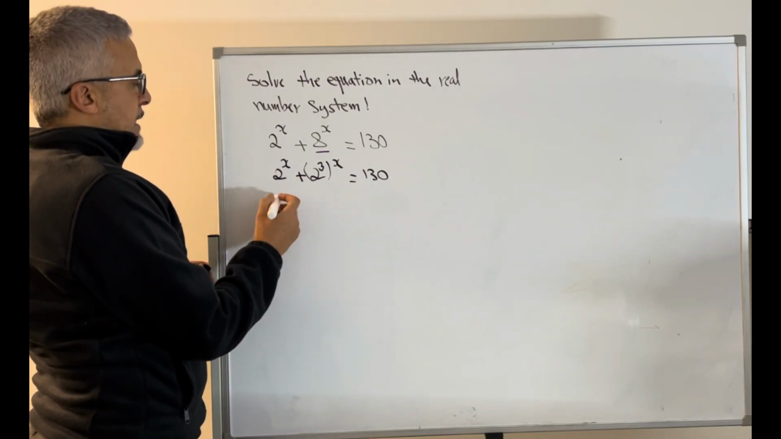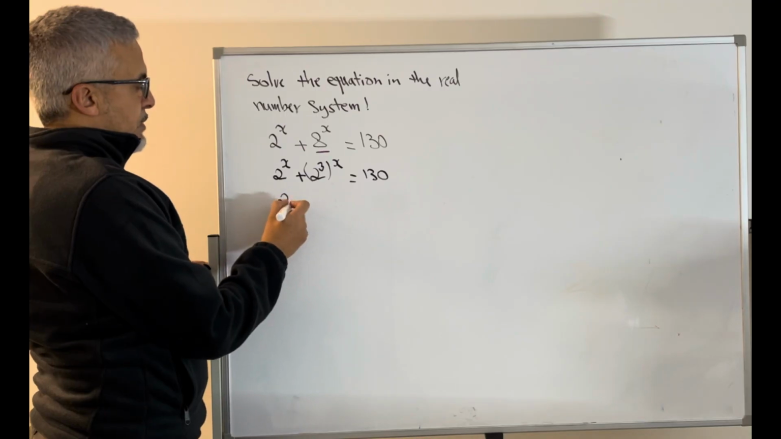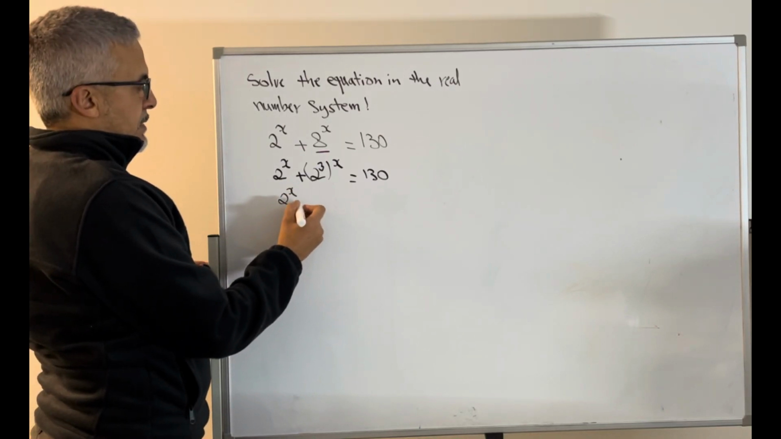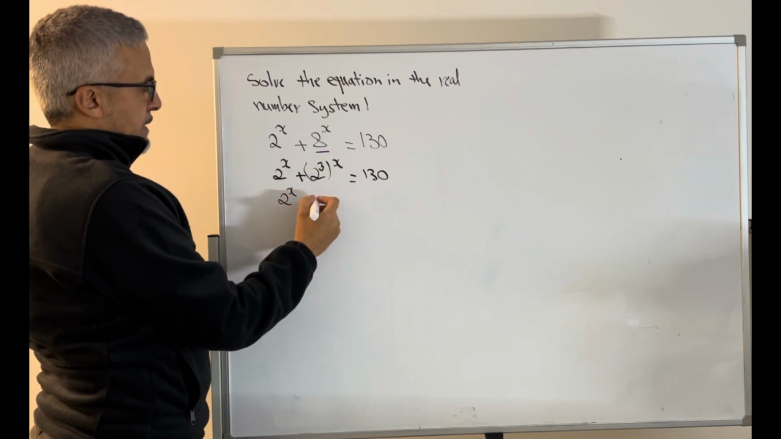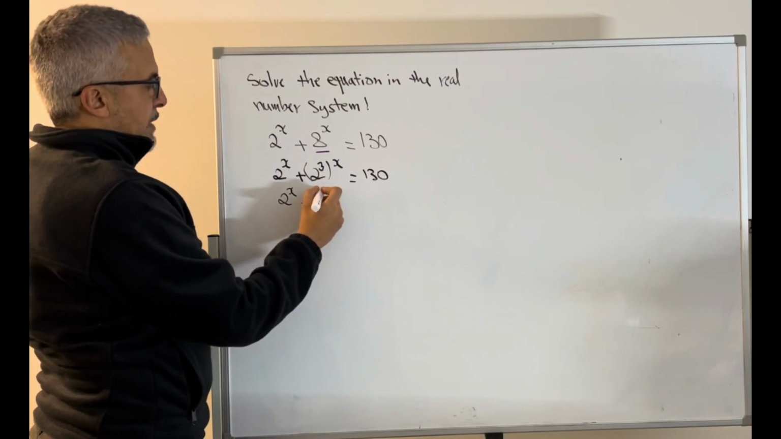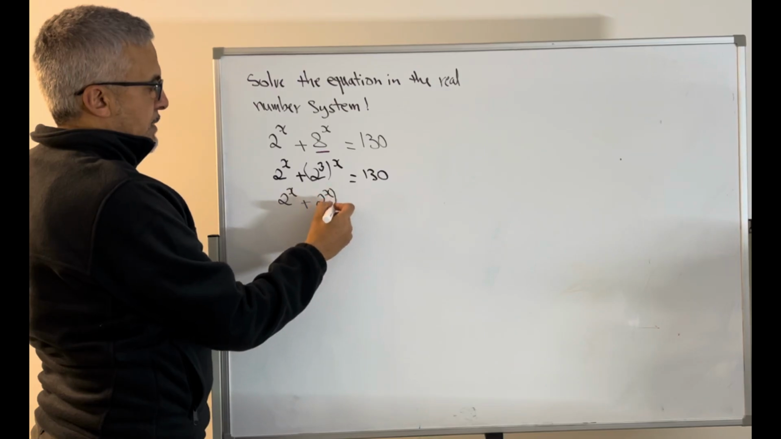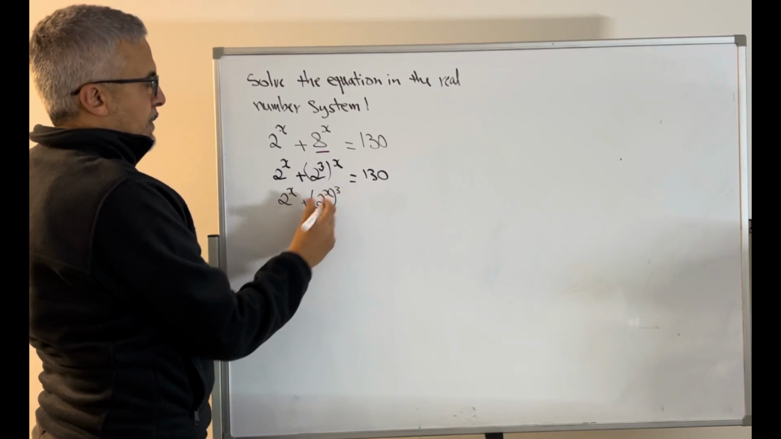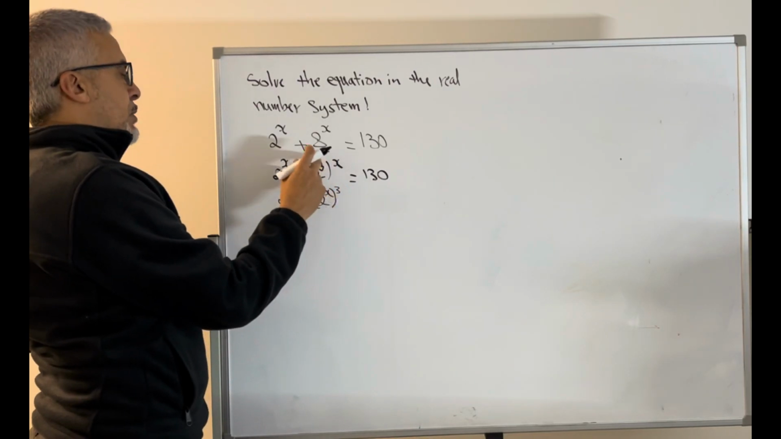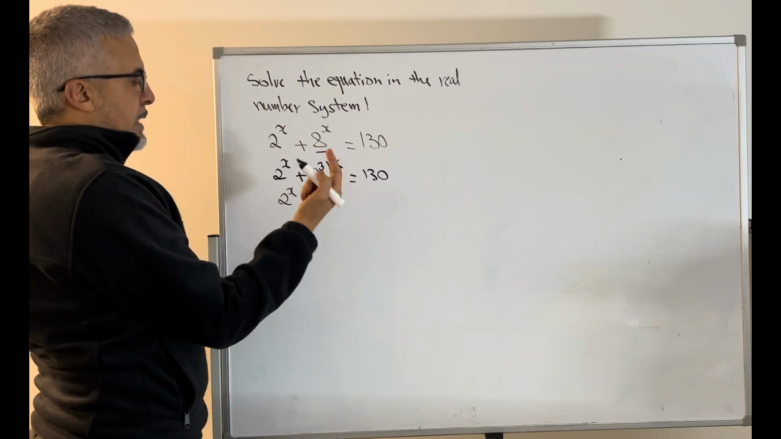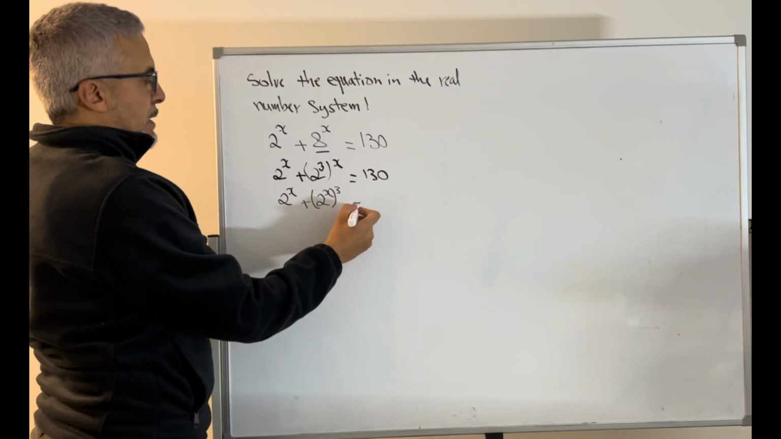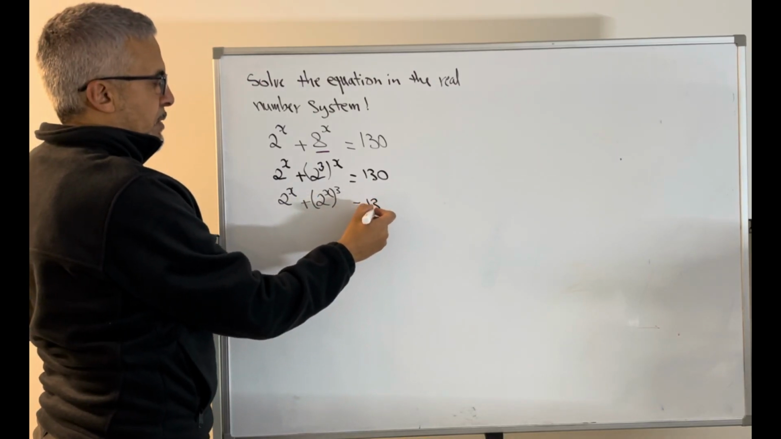I'm just going to rewrite this as 2 to the power of x plus, I'm going to switch the 3 and the x, and we're okay to do that, so 2 to the power of x cubed. Because we have an exponent outside the brackets, you multiply it into the exponent inside the bracket. So x times 3 will give you 3x, and 3 times x will give you 3x, equals 130.